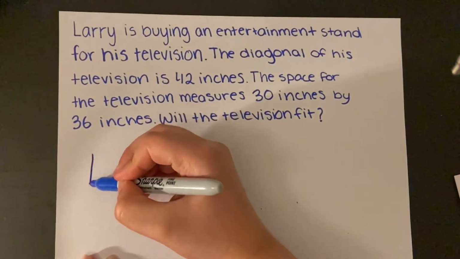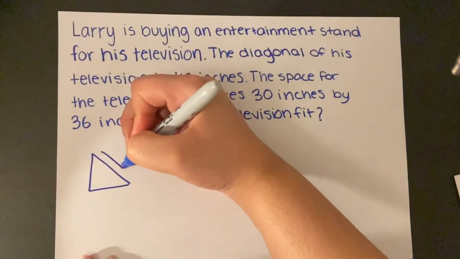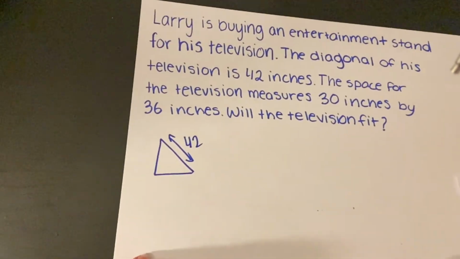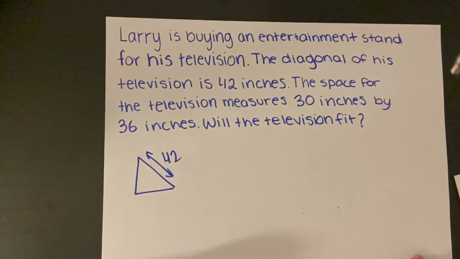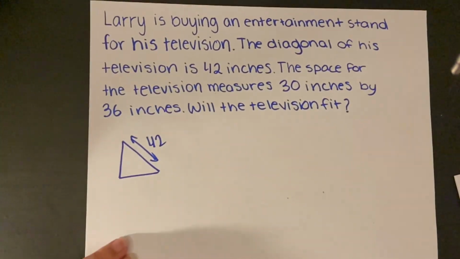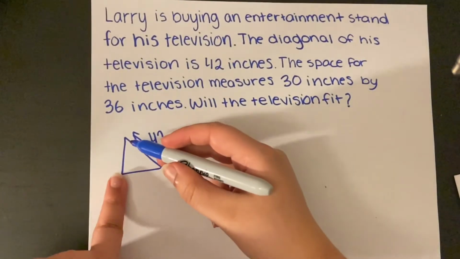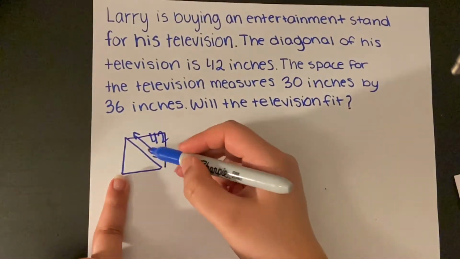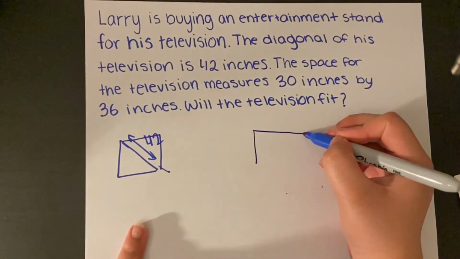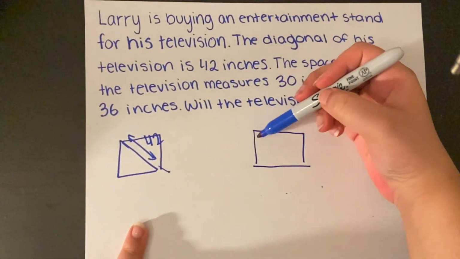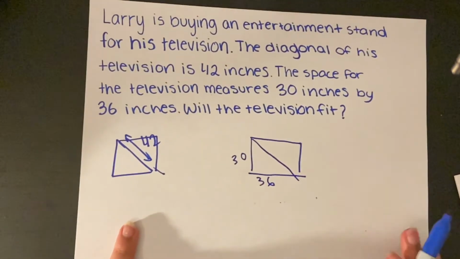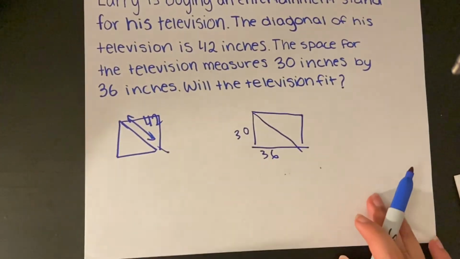So that means this is 42. It says the space for his television measures 30 by 36. So he has space enough for 30 inches by 36 inches. Will it fit? Okay, so to do this, basically, say this was the television, and that's its diagonal, and the diagonal is 42 inches. Now, Larry has a space that measures 30 inches by 36 inches. So will it fit is what they're asking. Well, I guess we'll have to see.